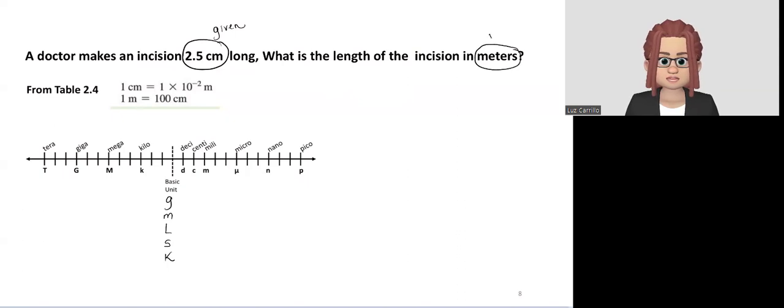Meters is the unit that is needed. So overall, we need to say 2.5 centimeters. What is the result in meters?